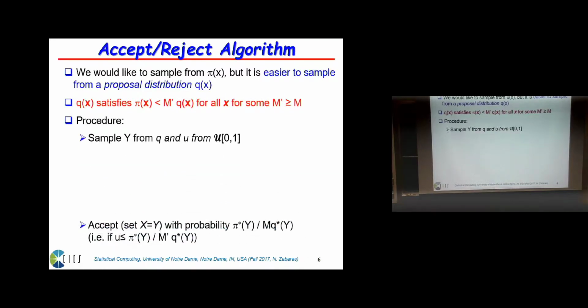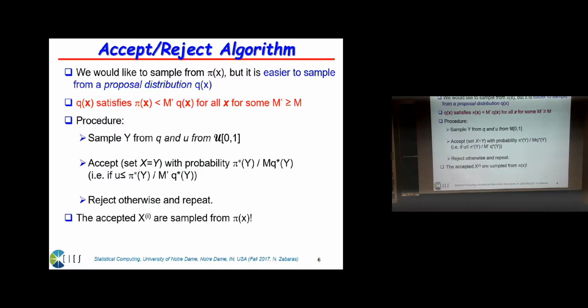So the algorithm basically for the accept-reject method, I may refer to it also later in the lecture today. It's very simple. We take a sample from the proposal distribution, and basically you accept or not that sample with this probability pi star of y divided by this constant M times q star. Pi star and q star are the distributions pi and q without the normalization factor.